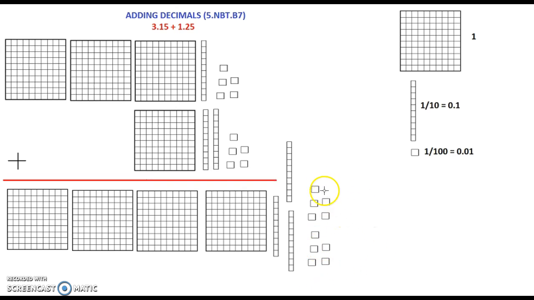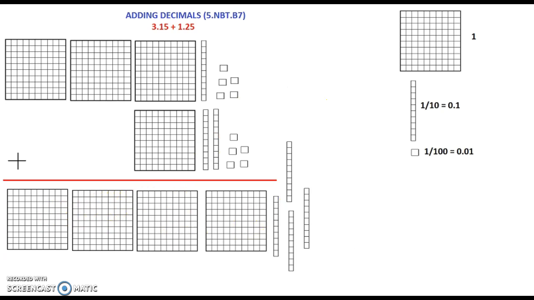Now, I want you to take notice here. I have 10/100ths. What I can do when I'm using base 10 blocks is think of groups of 10. So I can exchange my 10/100ths for 1 rod. So let's get rid of these and add 1 more rod. Okay, so now this picture represents the sum of the 2 addends.